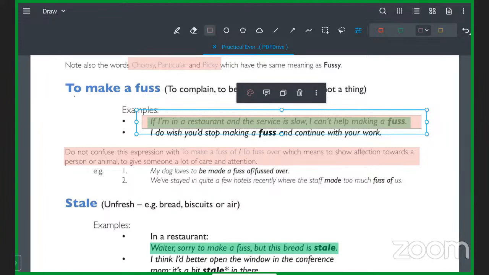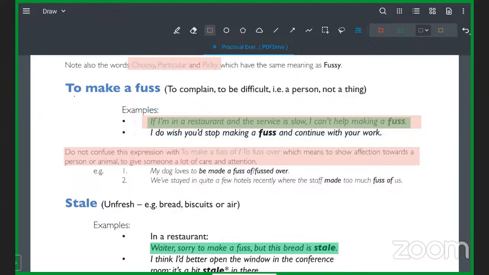So I cannot help making a fuss means, if I'm in a restaurant and the service is slow, then I have to complain. I cannot not complain. I can't help making a fuss means, again, can't help is also a phrase, okay? I have no other option but to complain because the service is slow.